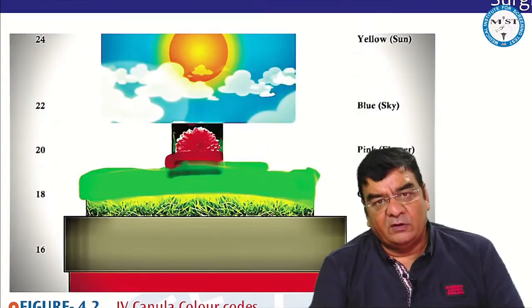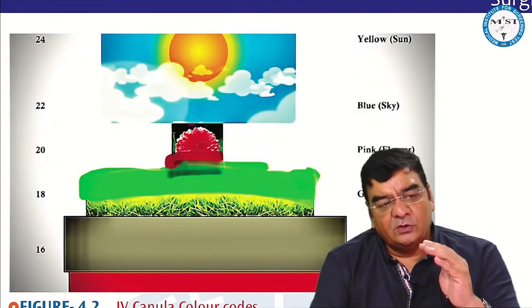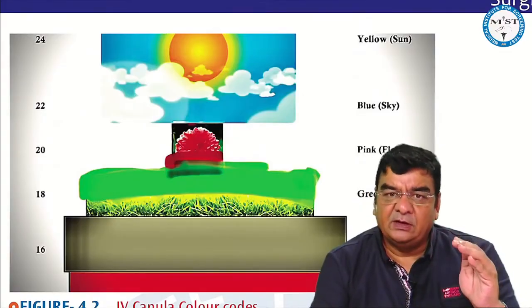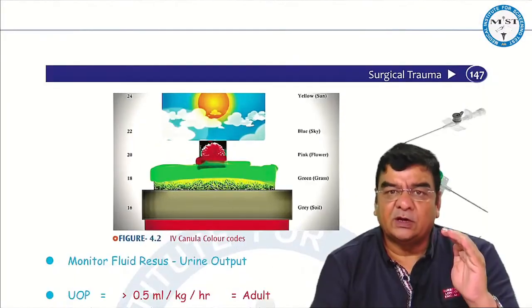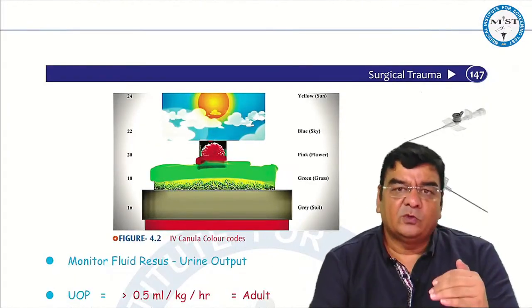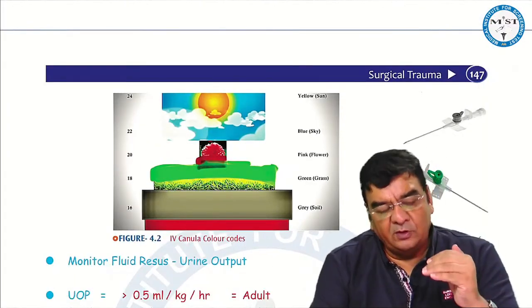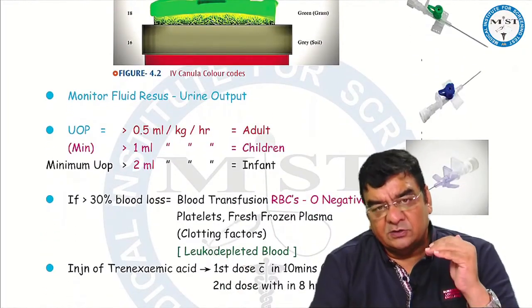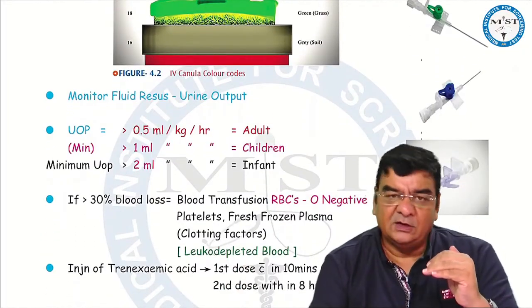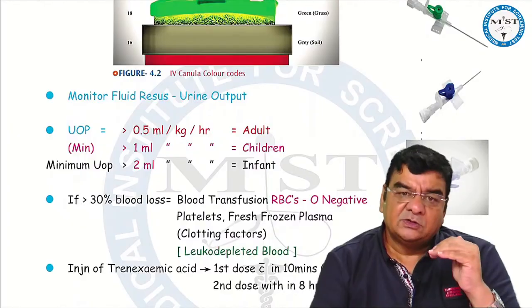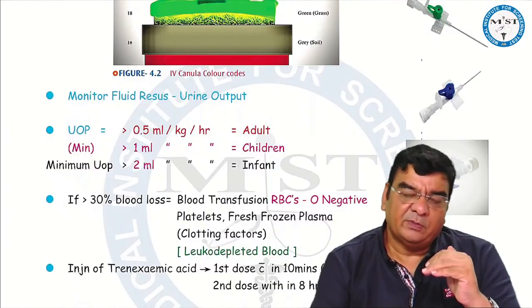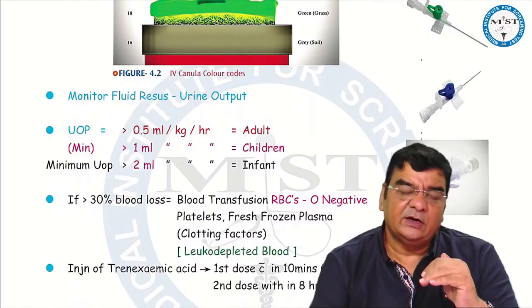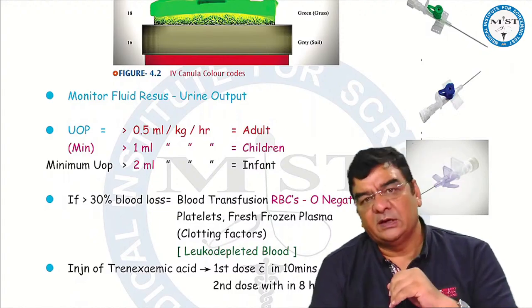Whatever fluid you are giving in the pipeline, if you are able to generate sufficient pressure in the pipeline, then sufficient fluid will be going to the kidneys and the urine output will be normal. The minimum urine output which we consider in an adult should be more than 0.5 ml per kg per hour. In children, it should be more than 1 ml per kg per hour. And in infants, it should be more than 2 ml per kg per hour.